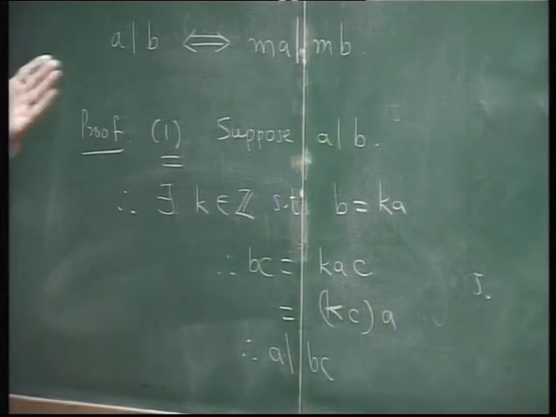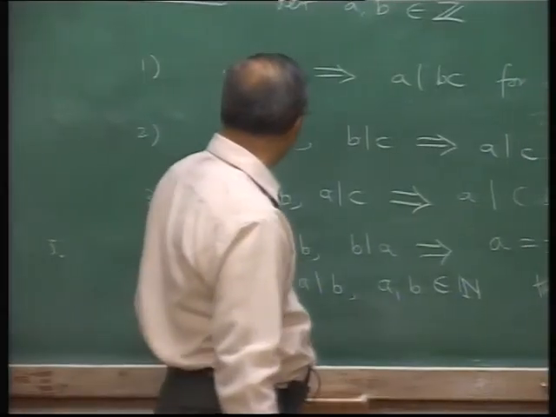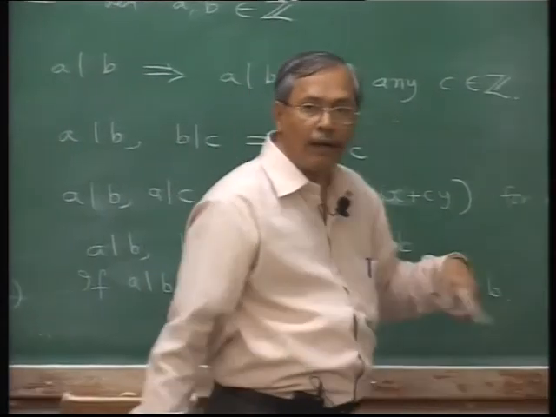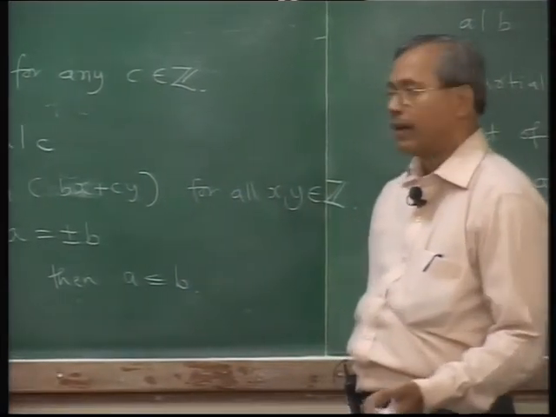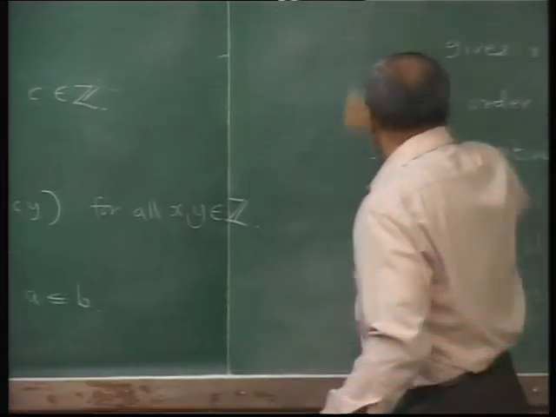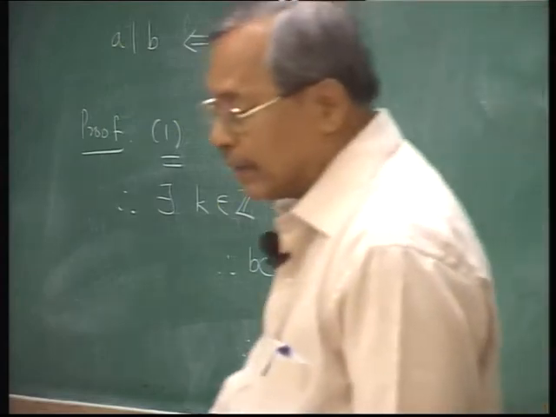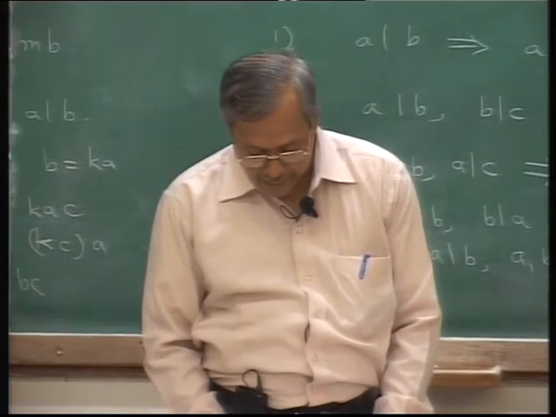In a similar way, you can get these remaining properties. For example, here you write b is equal to k1 times a, c is equal to k2 times b, and from that you can get c is equal to k1 k2 times a, and therefore a divides c. So these properties are simple properties. They follow directly from the definition of divisibility, and you can do this as exercises.